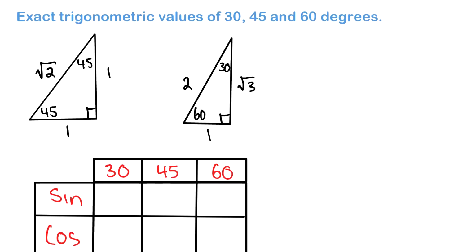Another really important part is our exact trigonometric values for our 30, 45, and 60 degrees. So on your screen, you can see two triangles. These triangles are very important. Later, when you do Stage 6 Mathematics in New South Wales, these triangles are given to you on your formula sheet. So you don't need to memorize them. It's good to know them, but you don't need to memorize them. So we use these to find out our exact values.